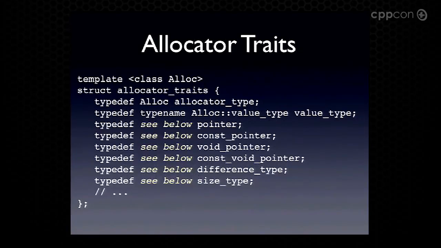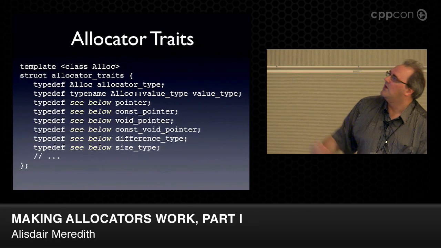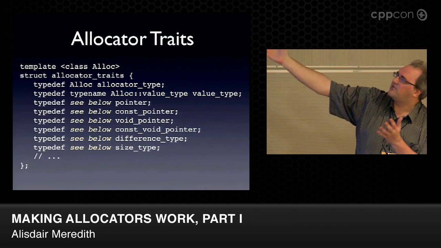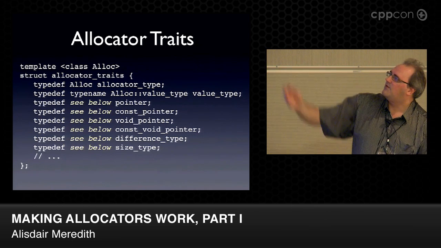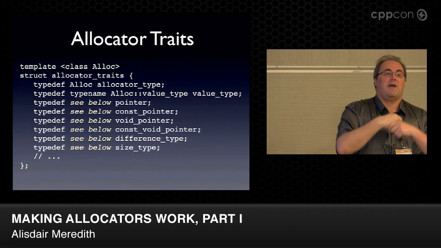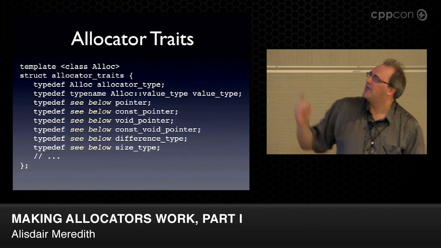So what does that look like? We've got about three or four slides of the interface now for allocator traits. First of all, we have some standard type aliases that are very useful. Allocator traits is templatized on whatever kind of allocator you're dealing with. So the first typedef is just so you can get back which allocator did you give me.